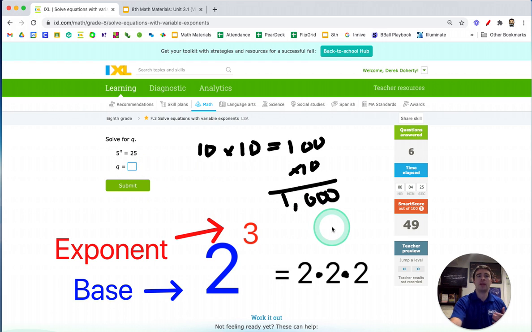We're going to skip ahead. At this point, you have everything you need to do very well on F3, we believe. So feel free to pause the video and go do F3 on your own. I'm going to skip ahead and show a couple more challenging problems.